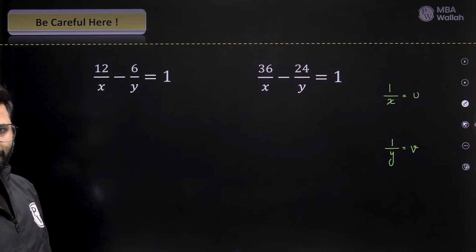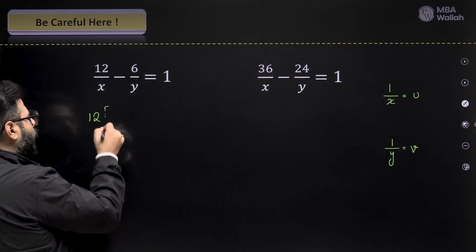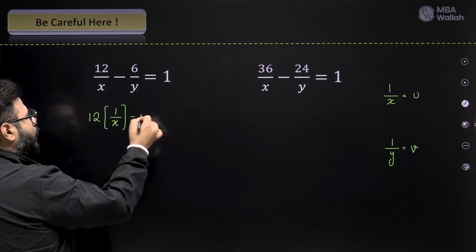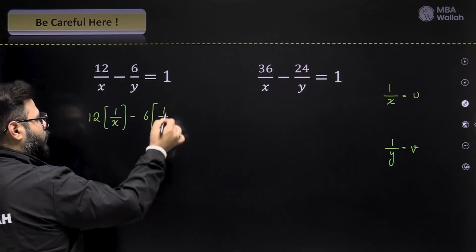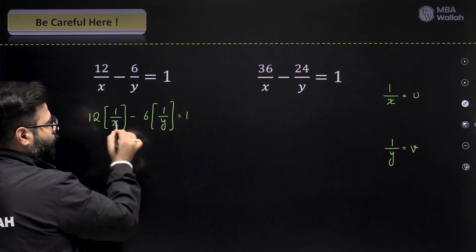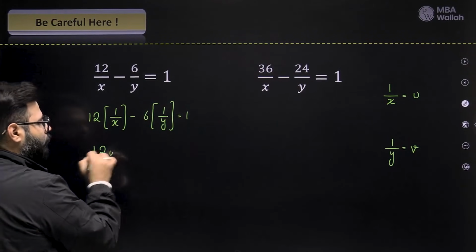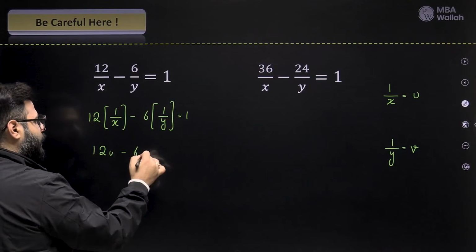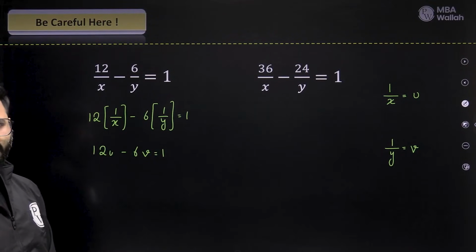What happens then? This 12 by x can be written as 12 into 1 by x. Isn't it the same thing? 12 by x. This can be written as 6 into 1 by y. Same thing, 6 by y equals 1. 1 by x you have assumed as u, so you have 12u. 1 by y you have assumed as v, minus 6v equals 1. You have a linear equation with two variables.